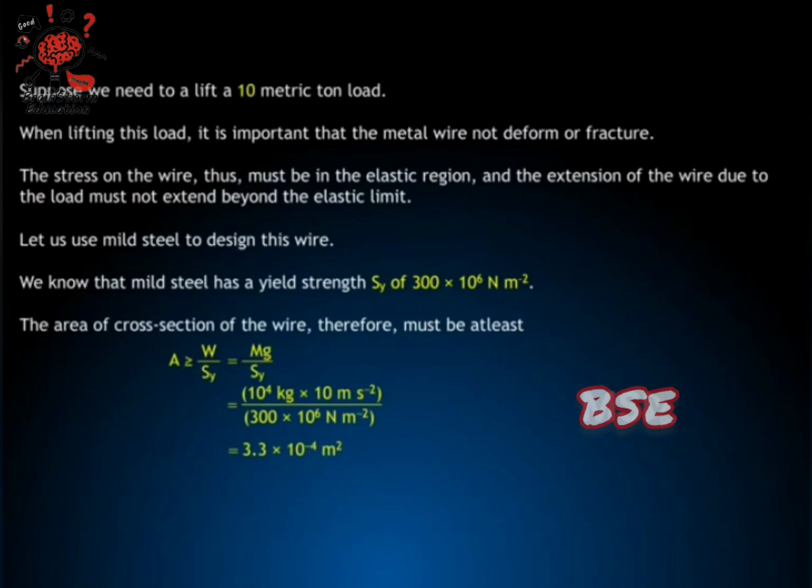This is further equal to 10 to the power 4 kilograms into 10 meter per second square whole divided by 300 into 10 to the power 6 Newton per meter square. This is finally equal to 3.3 into 10 to the power minus 4 meter square. This is equivalent to a wire of circular cross-section with radius of 1 centimeter.